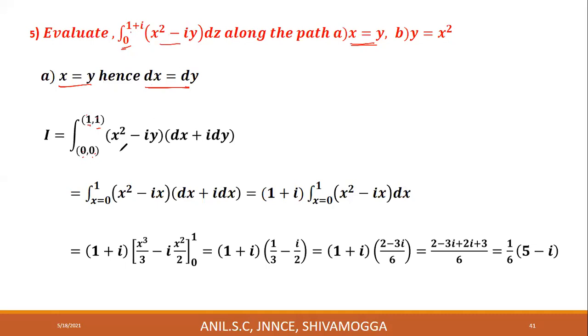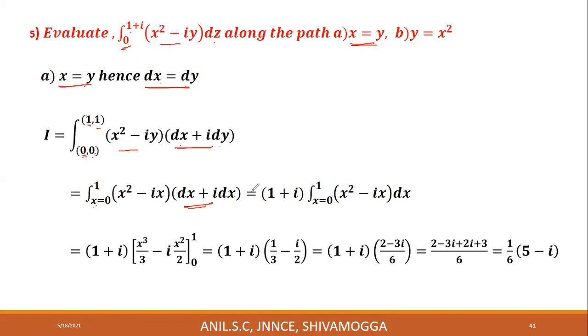x square minus iy. And we know that dz is equal to dx plus i into dy. Here, you can integrate with respect to x and you can integrate with respect to y also. In either way, you can do that. I integrate with respect to x. Here, x takes values from 0 to 1. x square minus i into y, and y is equal to x. Therefore, x square minus ix, dx plus i into dy, and dy is equal to dx.